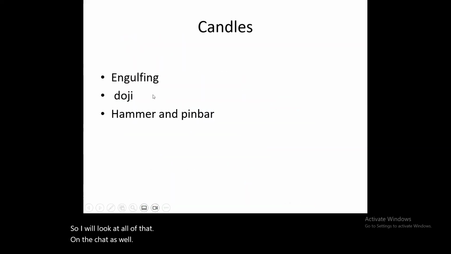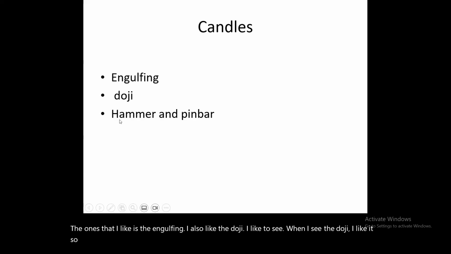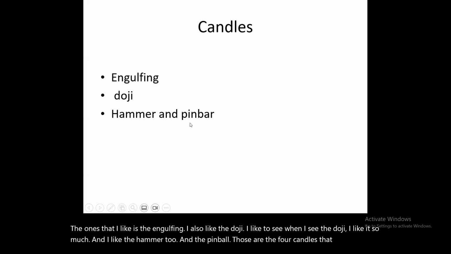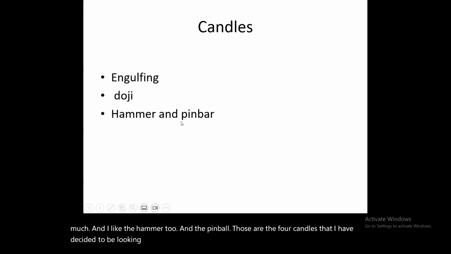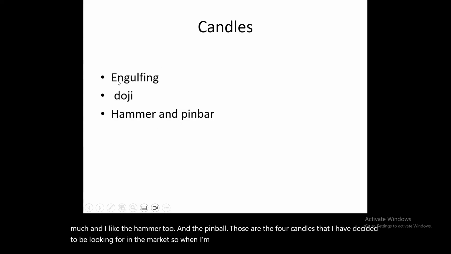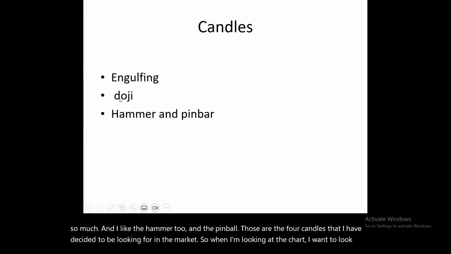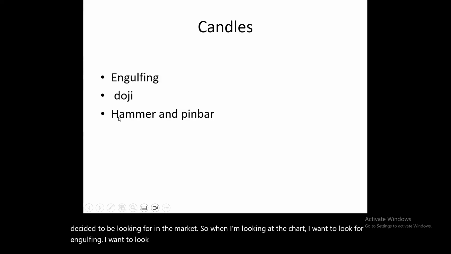So like I said, for me in particular, the ones that I like is the engulfing. I also like the doji. I like the hammer too and the pin bar. Those are the four candles that I have decided to be looking for in the market. So when I'm looking at a chart, I want to look for engulfing, dojis, hammer, and pin bars.